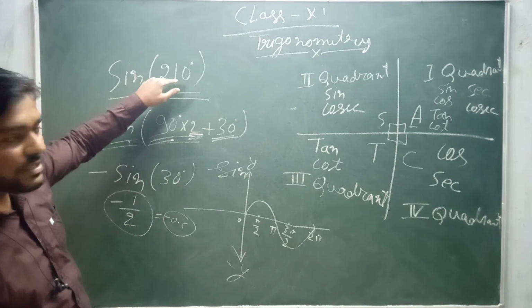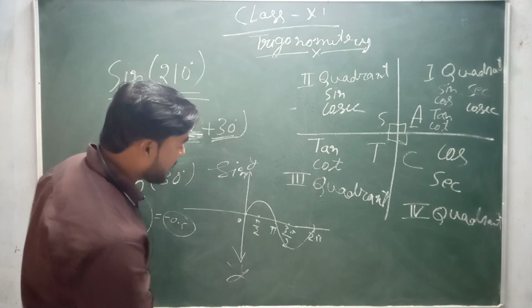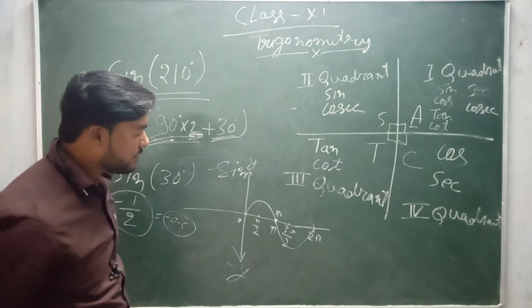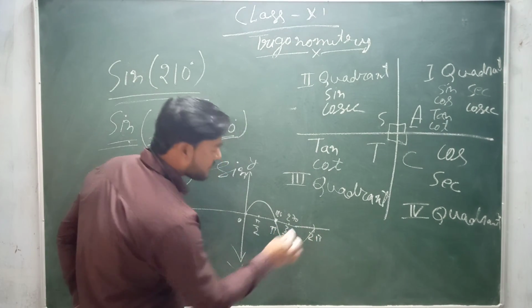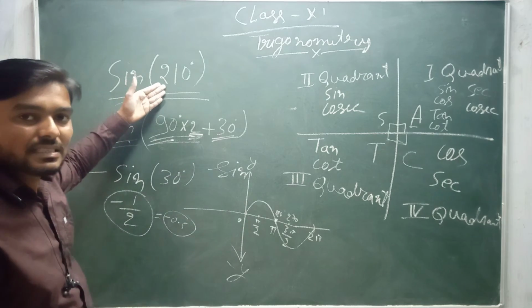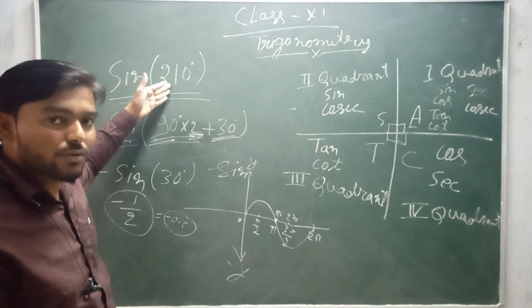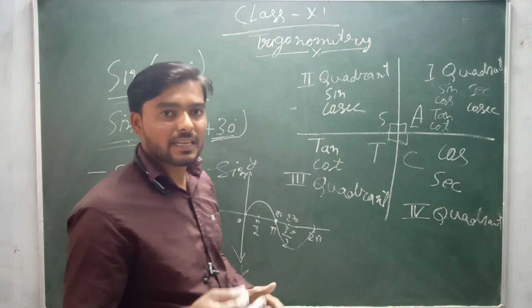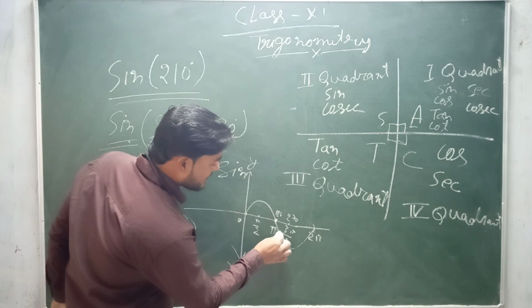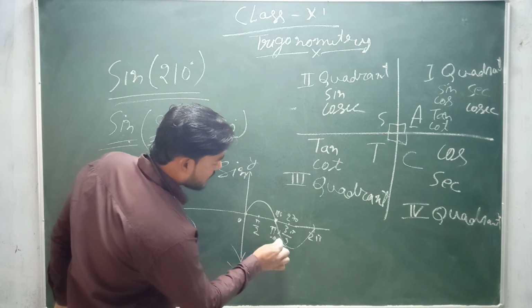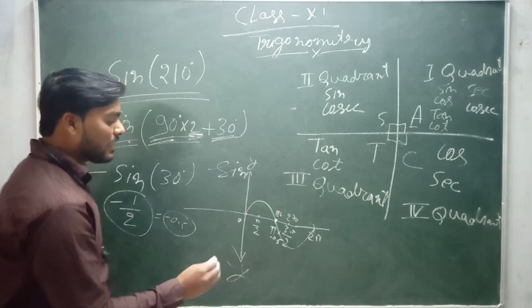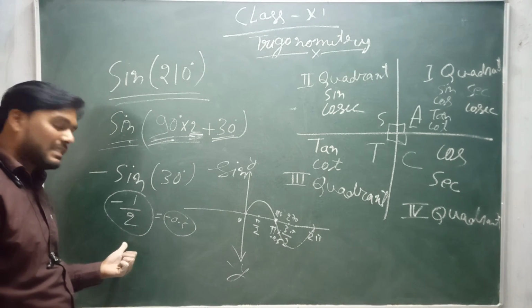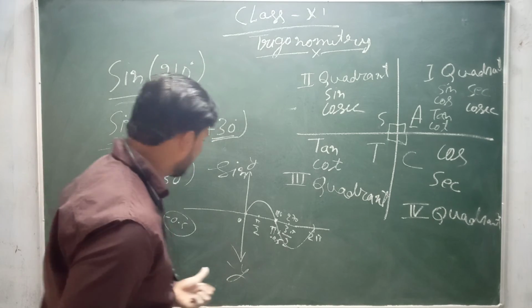Now sine 210, where will it lie? This is 180. 3 pi by 2 equals 270. 180 is less than 210, and 210 is less than 270, so 210 will lie in the middle of 180 and 270. Let's assume it will be like here. Okay, minus 0.5. So from the graph you can see that this is the right value.